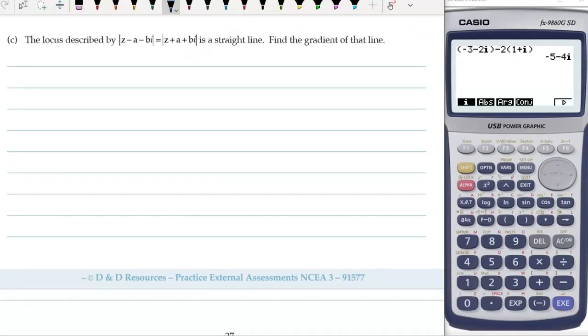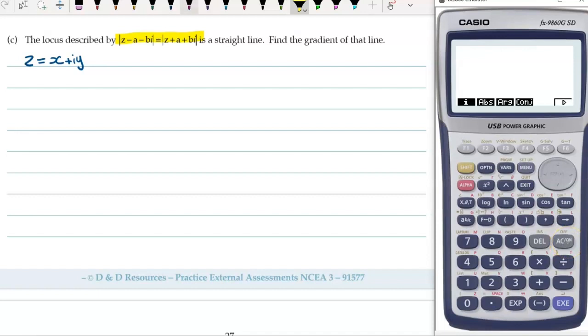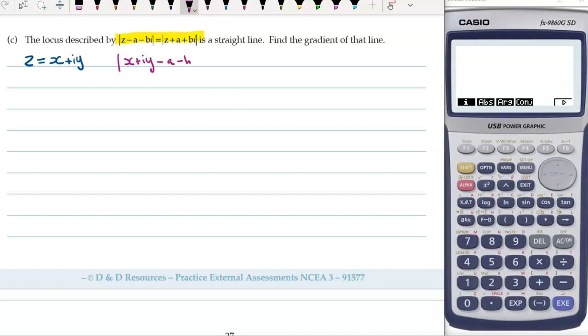With loci questions, your first thing to go to is usually to express that z is equal to x plus iy, and then substitute it into the stuff you've been given, which in this case is this bit here. Okay, so if we're to write z into there, we will have the modulus of x plus iy minus a minus bi is equal to the modulus of x plus iy plus a plus bi.